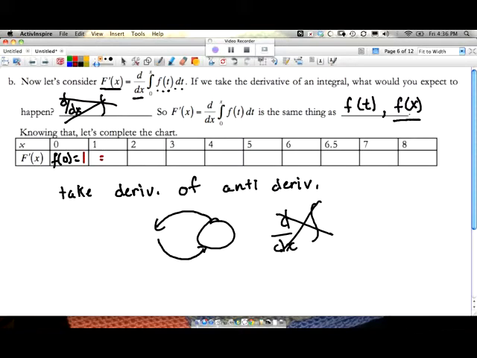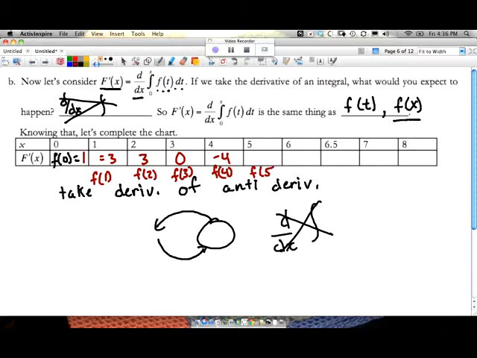F of 1 is 3. F of 2 is 3. F of 3 is 0. F of 4 is negative 4. I should be saying little f of 1. And this is little f of 2 and little f of 3 and so on.